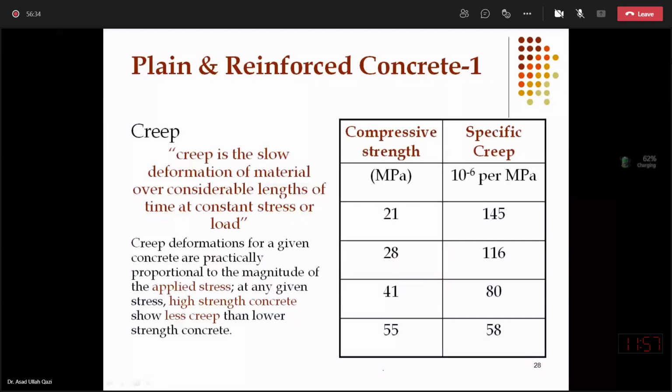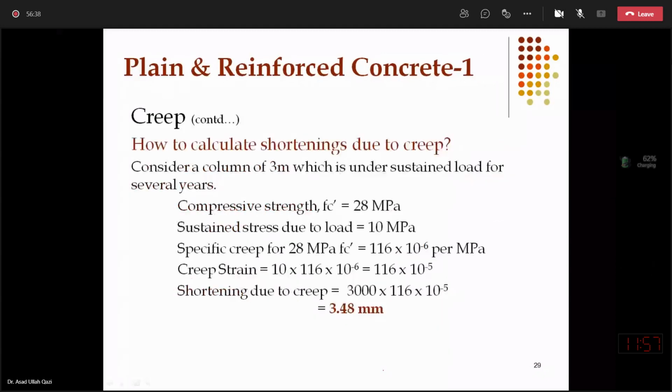And on the next slide, a simple example is given where you will find a 3 meter long column on which the self weight of the building is sustained for several years, and concrete in that column is of 28 megapascal compressive strength. However, the sustained load due to self weight is hardly 10 megapascal for the last several years. So from that table, we can select the specific creep against 28 megapascal f'c. The value selected on the previous slide is 116 into 10 power minus 6 per MPa.